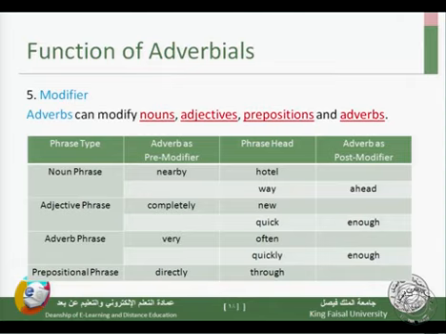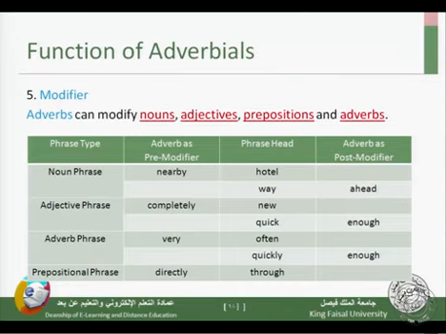Then we have here the adjective phrase completely new. New is an adjective, completely is an adverb, new is the head in this adjective phrase, and completely is a pre-modifier, it came before the head. Quick enough, quick is an adjective, enough is an adverb. Quick enough is an adjective phrase, the head here is quick, and enough came after the head, and so it is a post-modifier.